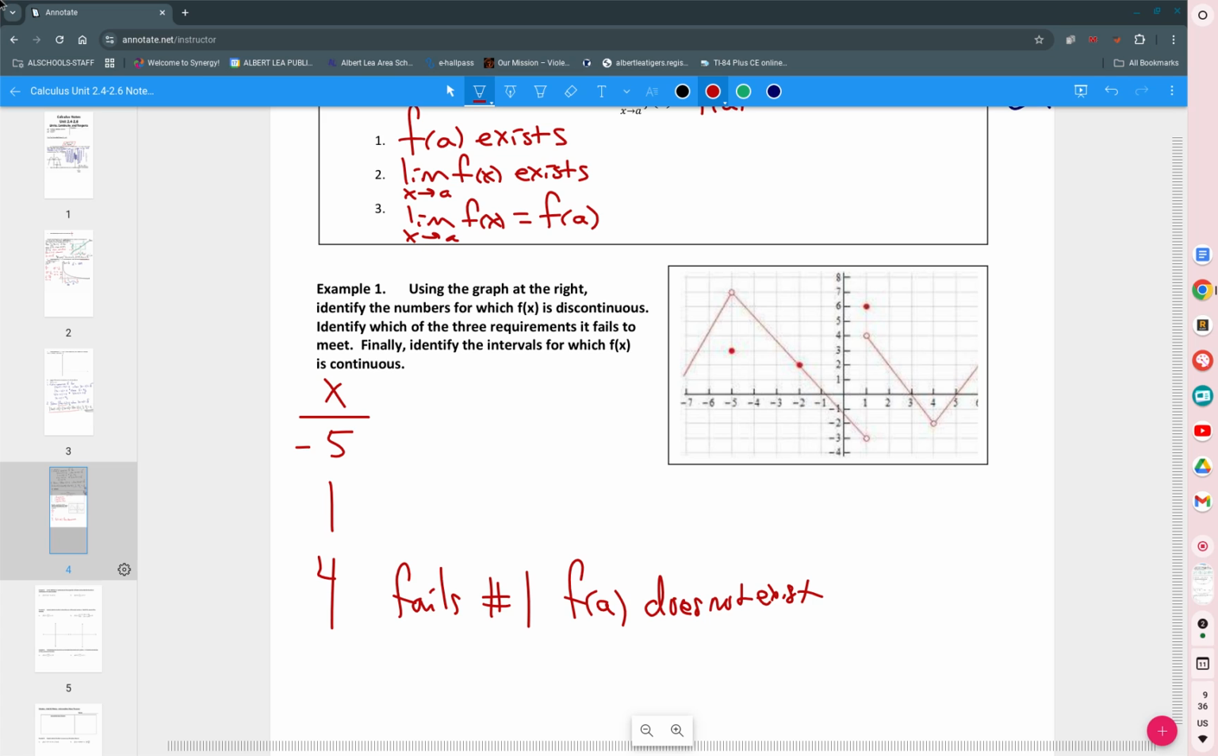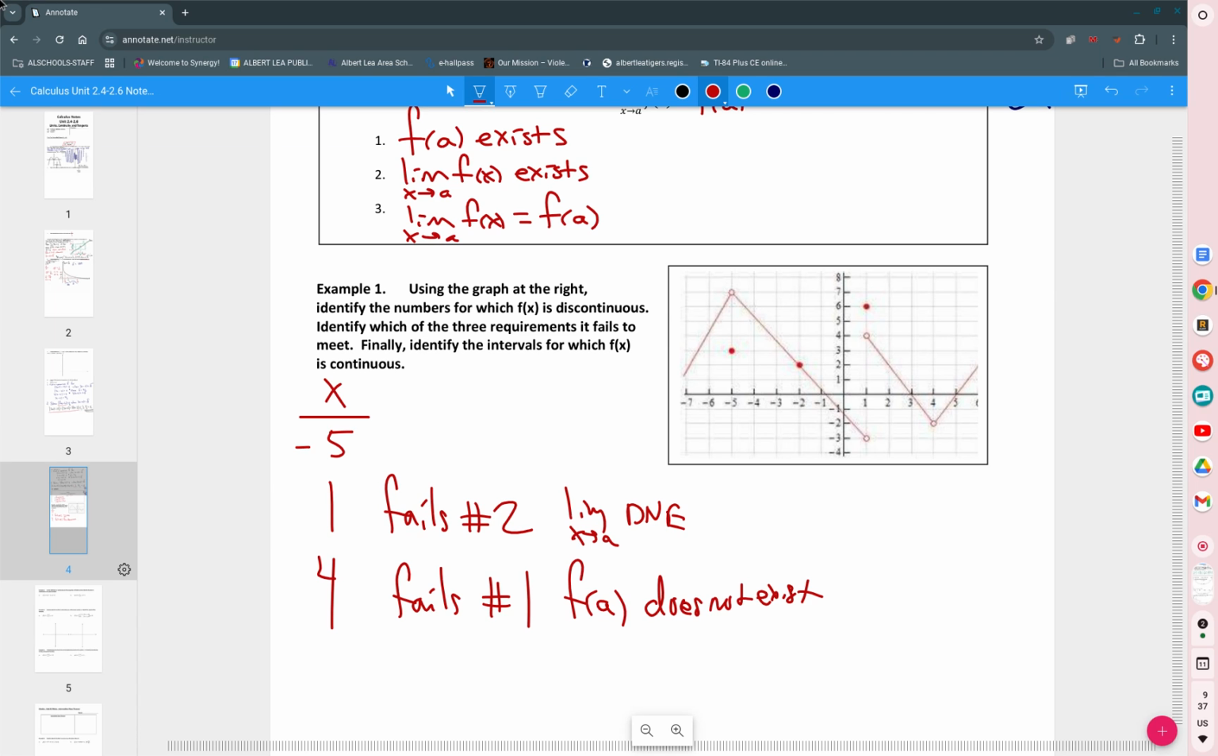You got that? Let's look at number 1 right here. Does f of 1 exist? Yes. What is f of 1? 6. So it passes the first test. Then we move on to the second test. Does the limit exist at 1? No, because the limit from the left is different than the limit from the right. So this fails number 2. The limit as x approaches a does not exist.